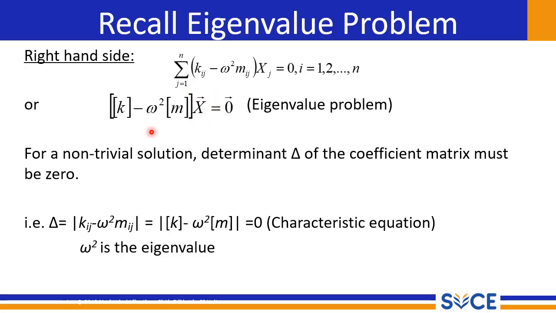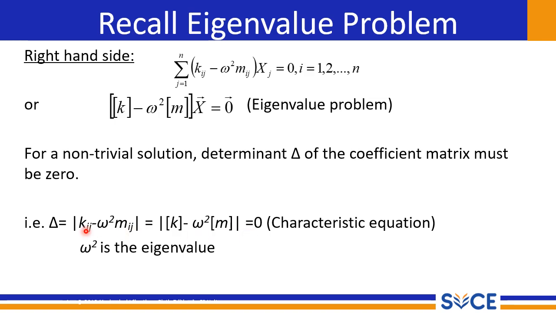For this system of homogeneous equations to have a non-trivial solution, what is the meaning of non-trivial solution? It is that this x is not just a zero vector. Then what is 0 here? The determinant of this coefficient matrix must be 0. This x is not 0. So this determinant will be equal to 0.